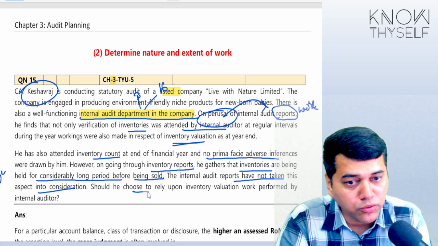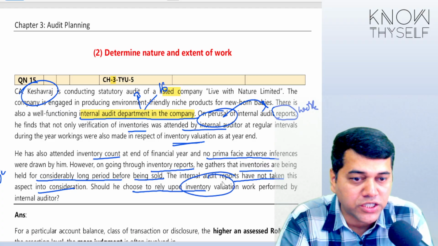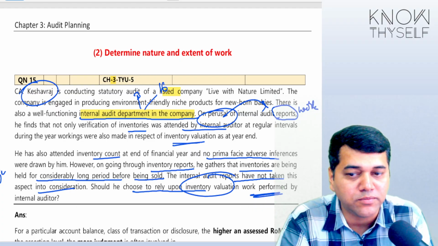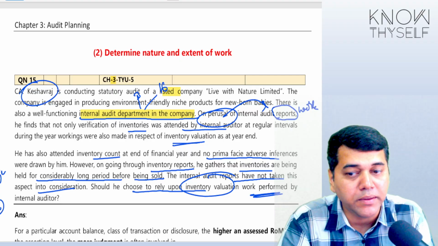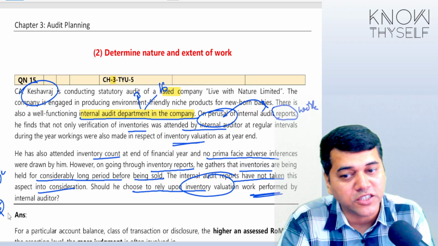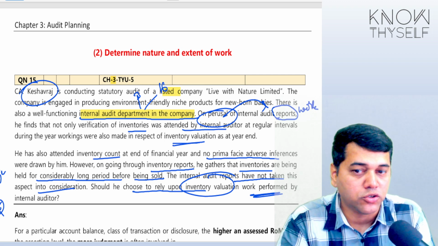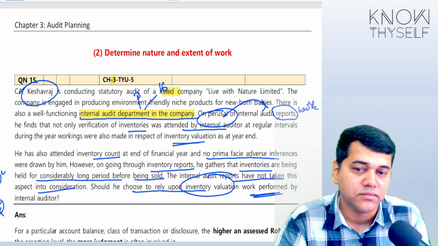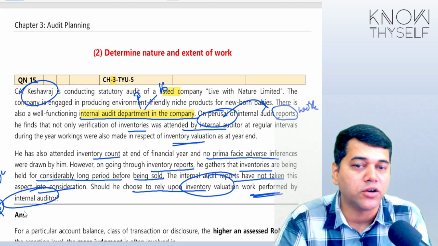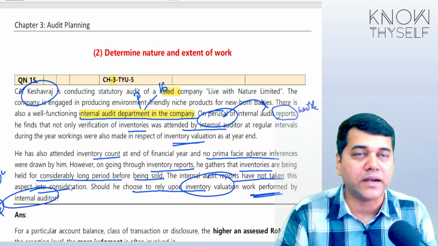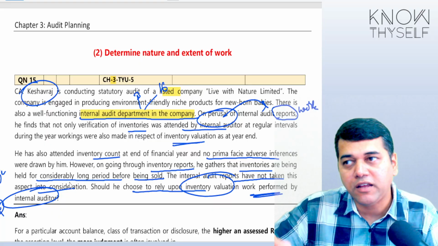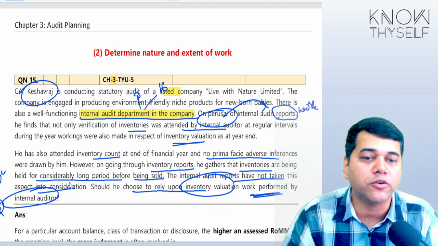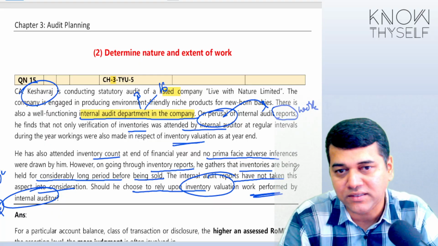Should he choose to now rely on the inventory valuation performed? Because inventory valuation says cost or NRV, whichever is lower. It can be possible that since it is slow moving, your NRV may be less than cost. If they have ignored this point, they must have valued at cost. So their valuation may not be proper, right? Now, should you rely on the work of the internal auditor here? No, because it's going to impact. See, one of the important elements of valuation is NRV, and NRV strikes you only if you see this obsolete part. So can you rely? The answer is no.